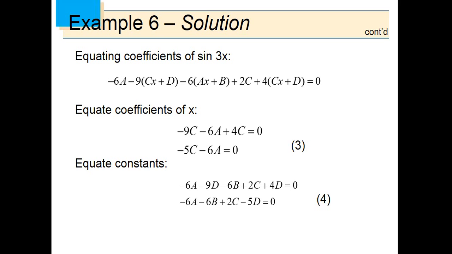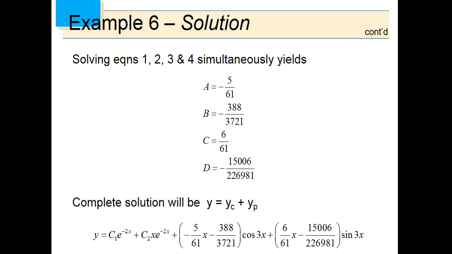So if we equate coefficients of sine 3x, it would be this. If we equate coefficients of x in this equation, it would be this, simplified to this. If we equate constants, you will have 6a minus 9d minus 6b plus 2c plus 4d. Simplified is negative 6a minus 6b plus 2c minus 5d. Now, you will need to work with four equations simultaneously to determine the values of the four undetermined coefficients.